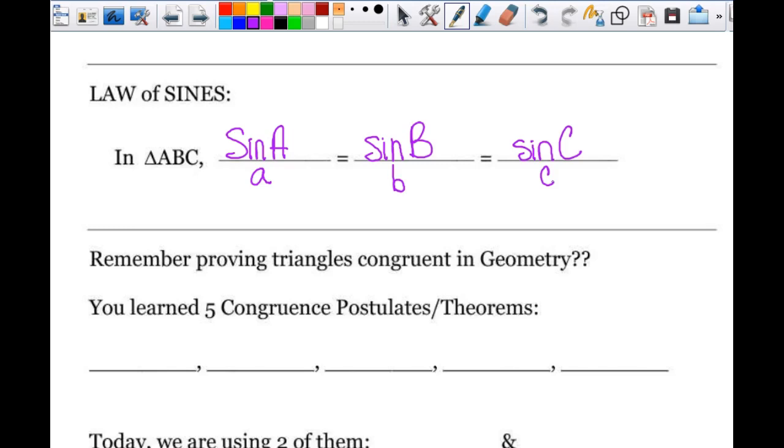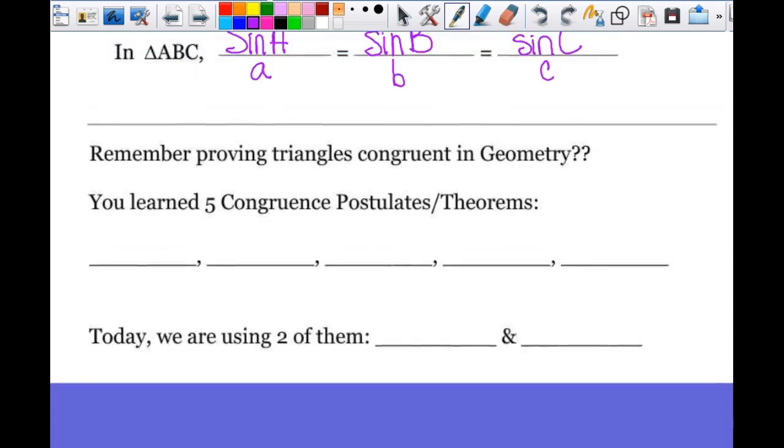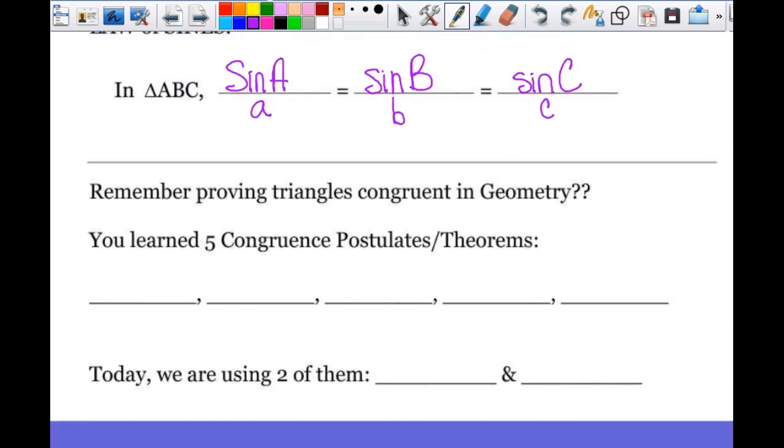Okay, so now this is going to make your skin crawl a little bit. Remember proving triangles congruent in geometry? Wasn't that amazing and fun? But those congruent triangles, and I told you, you're probably never going to have to go prove that two triangles are congruent anymore, but it does apply to things. Knowing those helps you figure out properties of quadrilaterals and other things, and also is why you get to use the law of sines.